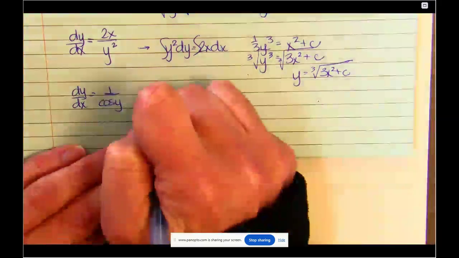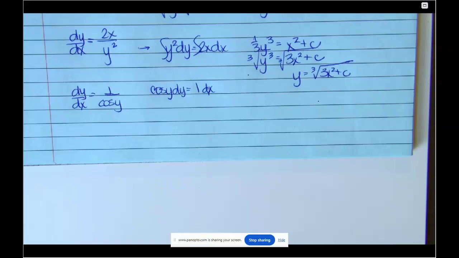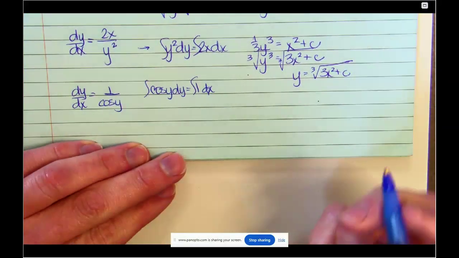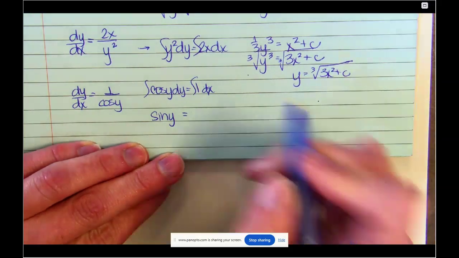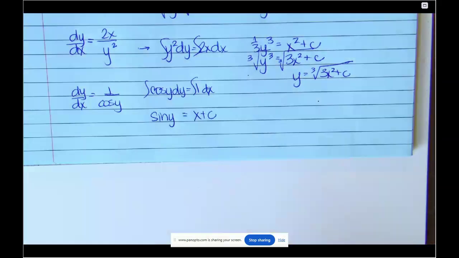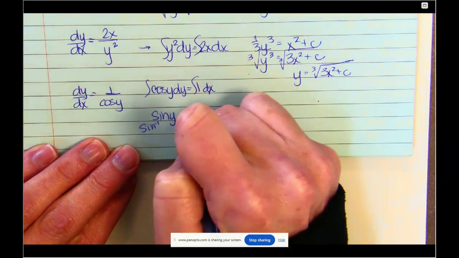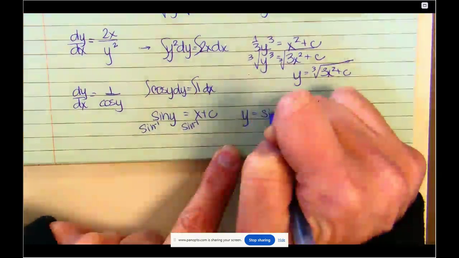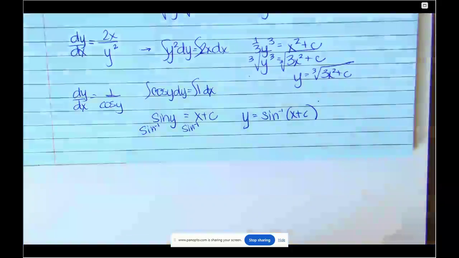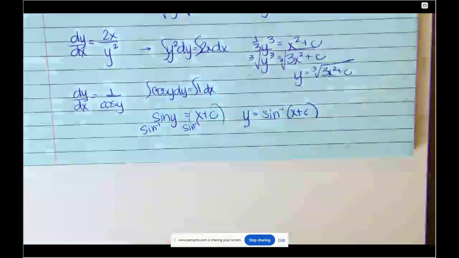When you separate, you have cosine y dy equals 1 dx. Integrate both sides. What's the integral of cosine y? Sine y. And then what's the right-hand side? x plus c. Now, I heard you guys discussing this. How do you get rid of sine? At this point, we're not multiplying, so c doesn't do anything funky here. We're not dividing or anything. So this actually stays as sine inverse of x plus c. Sine inverse is not a number, it's doing it to the whole side, so you've got to have some parentheses there.